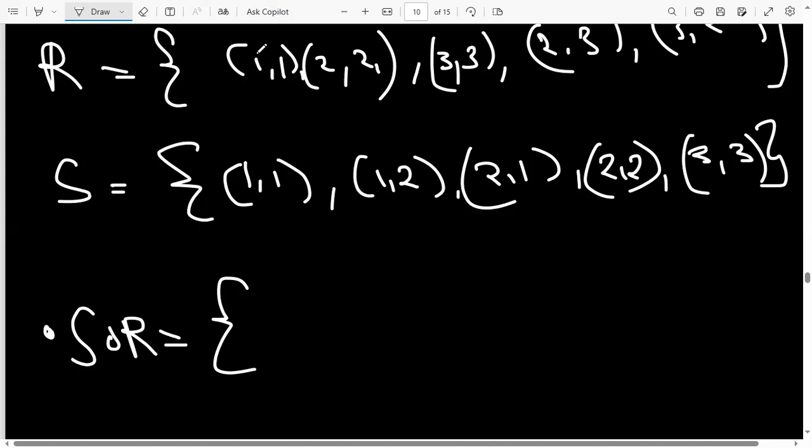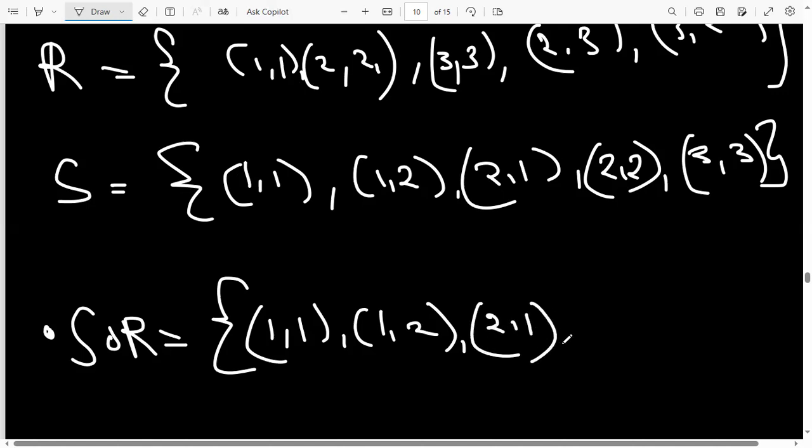In this relation S, I have 1 being mapped to 1, and 1 being mapped to 2 here. So I'm going to write those as my first members of this relation. And then we go to 2. R maps 2 to 2. What does S do to 2? S maps 2 to 1, and then 2 to 2 again. So I'm going to say (2, 1), and then (2, 2) again.